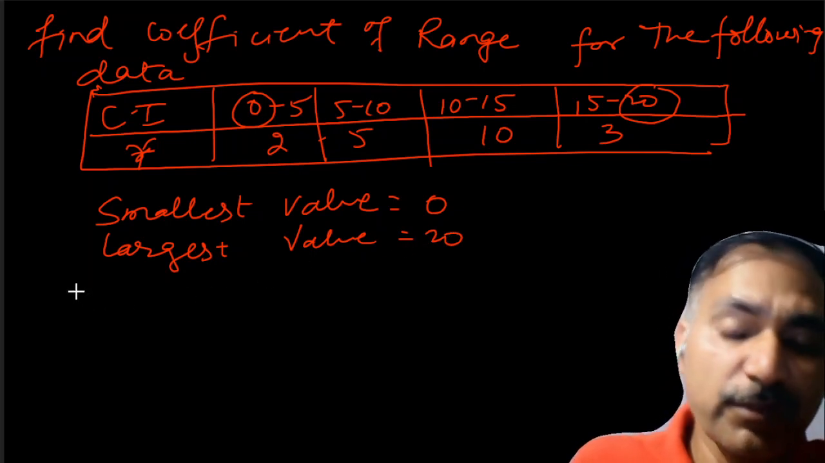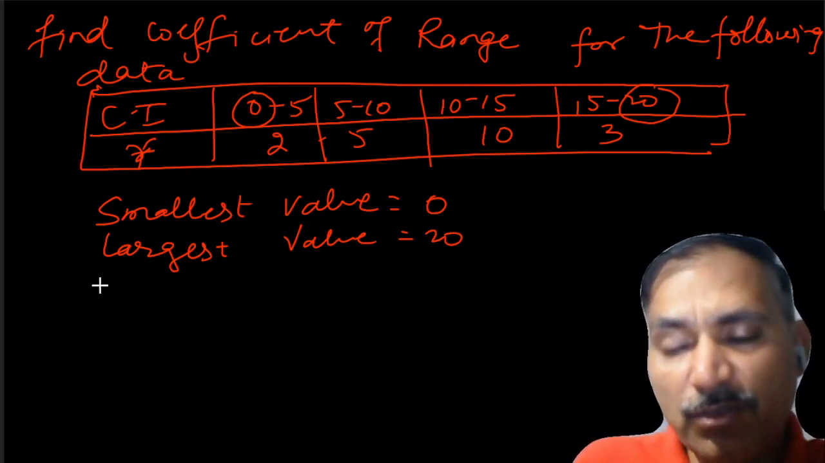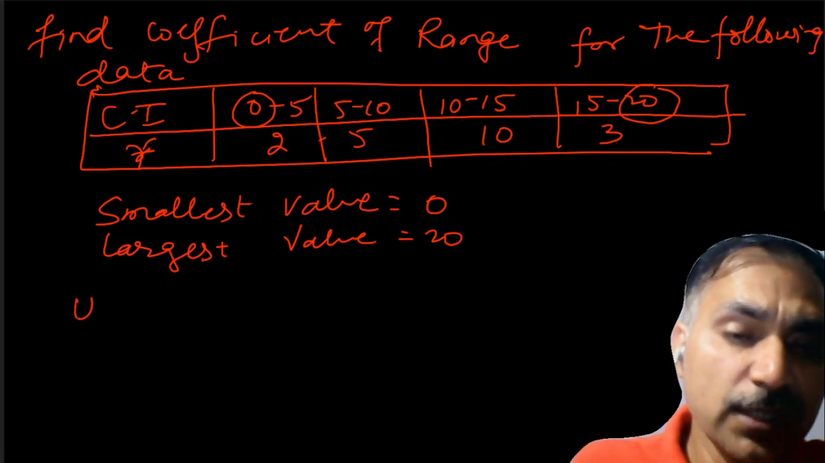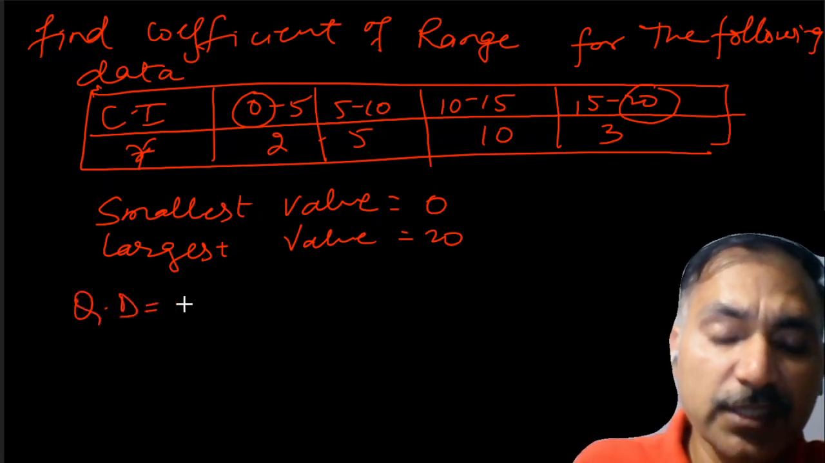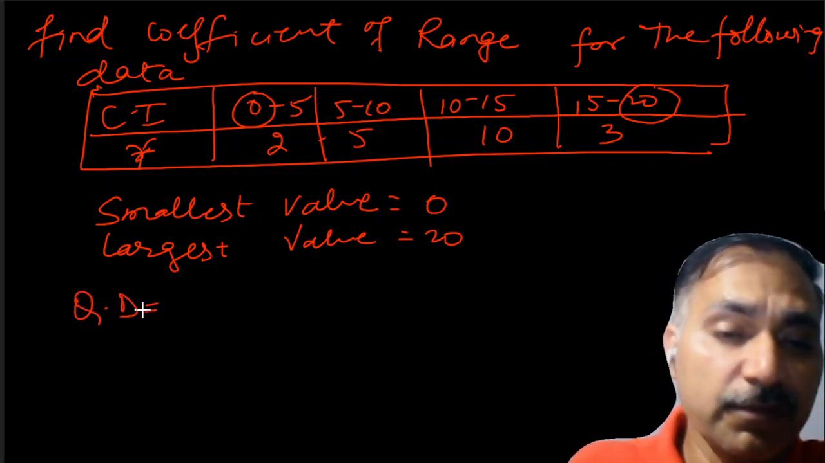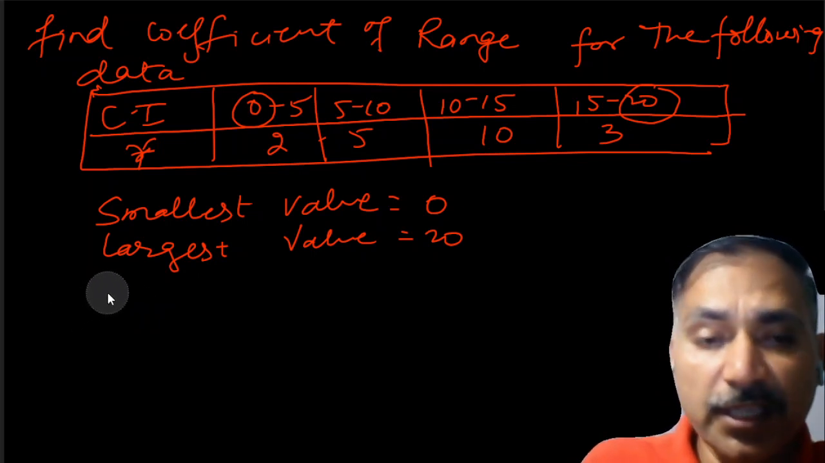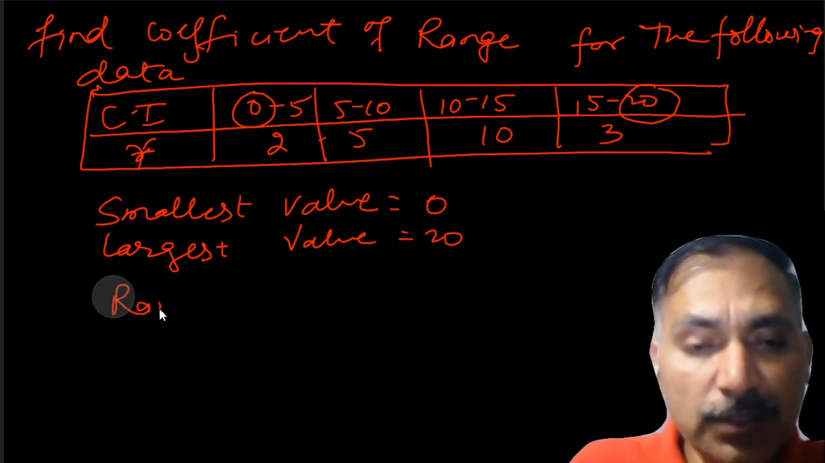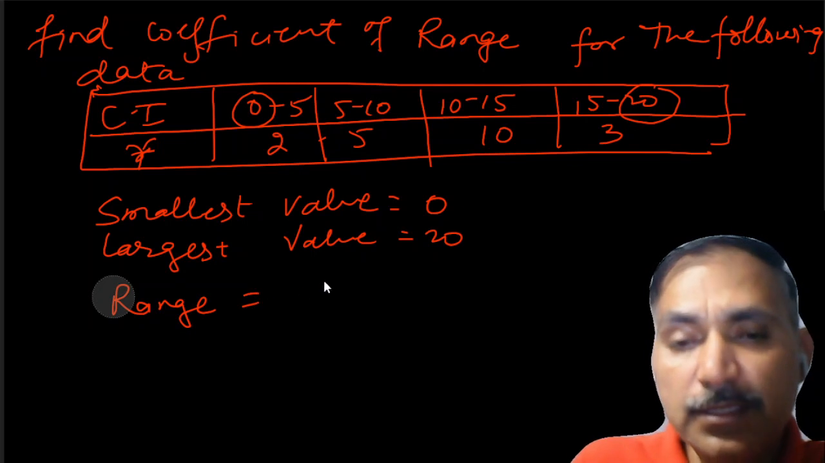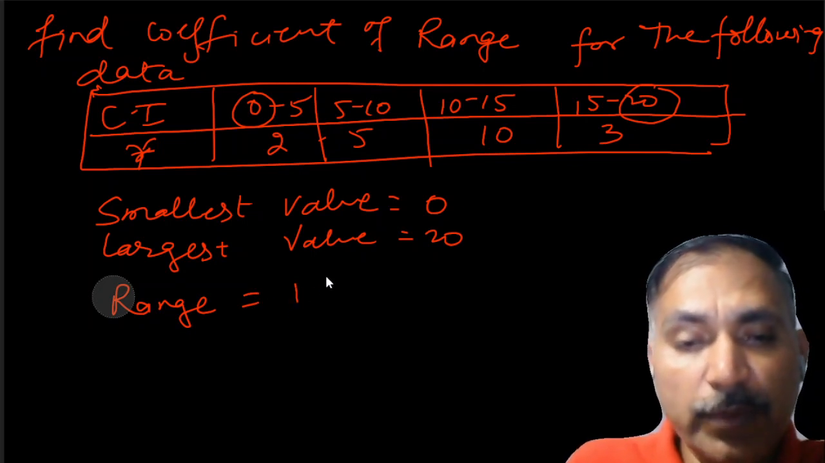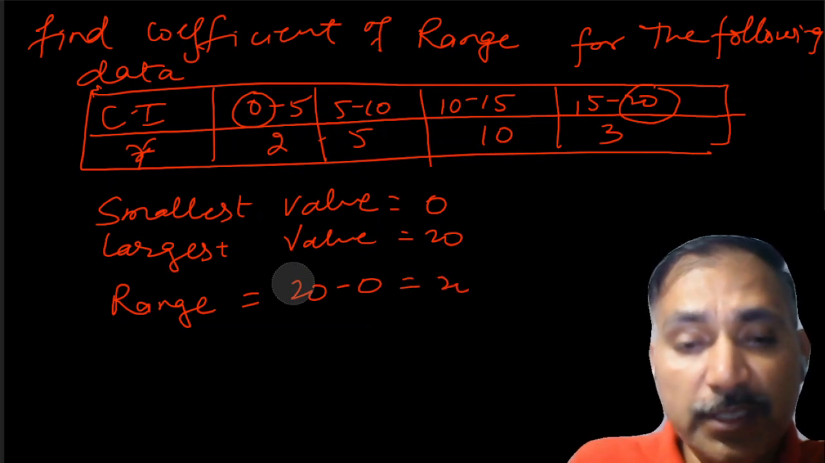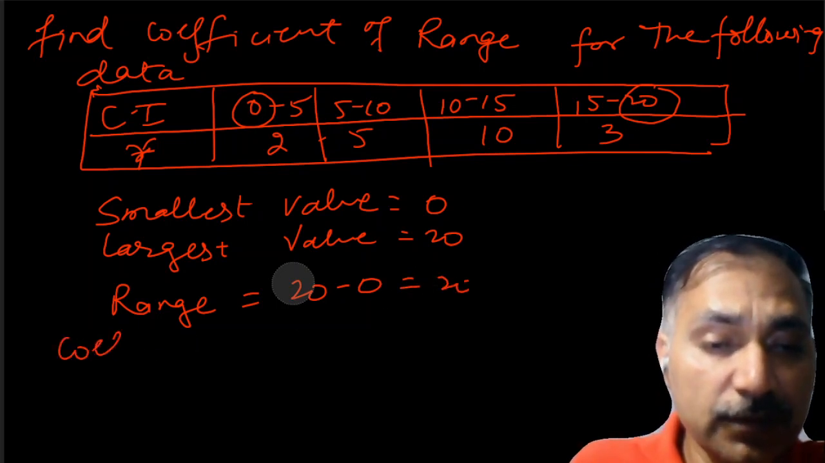Now, if we have to find out quartile deviation and coefficient of quartile deviation, then in short form we write QD, quartile deviation. Sorry, we are discussing the range here. So the range is 20 minus 0, that comes as 20.